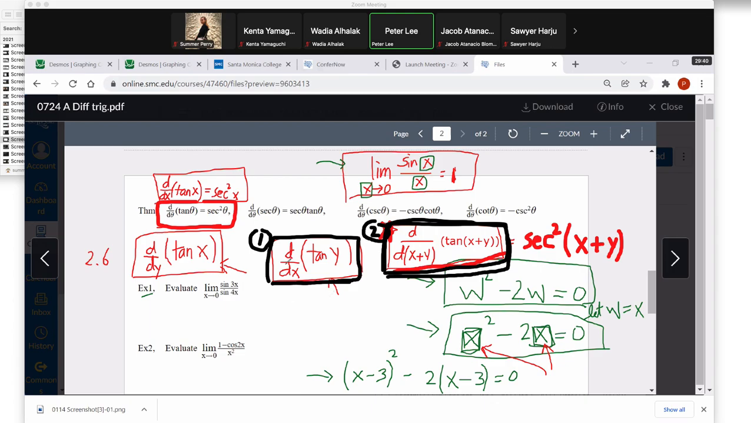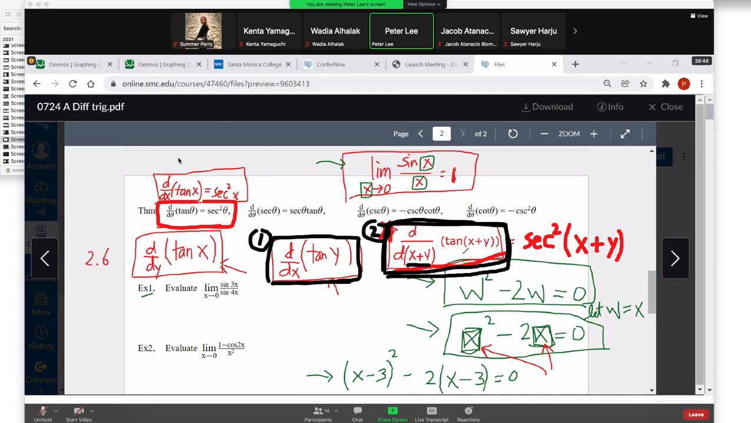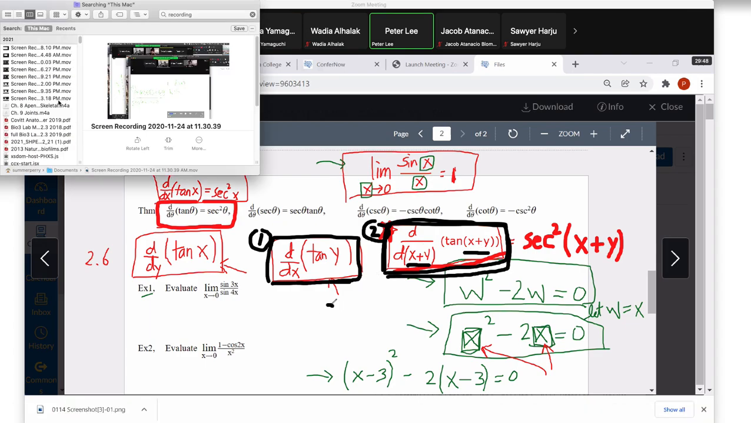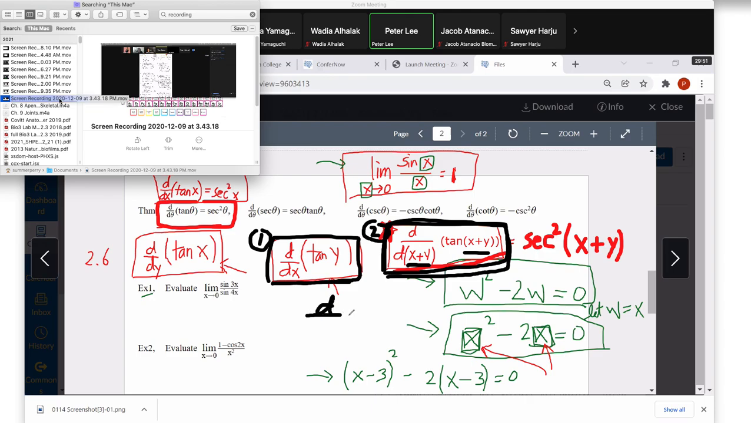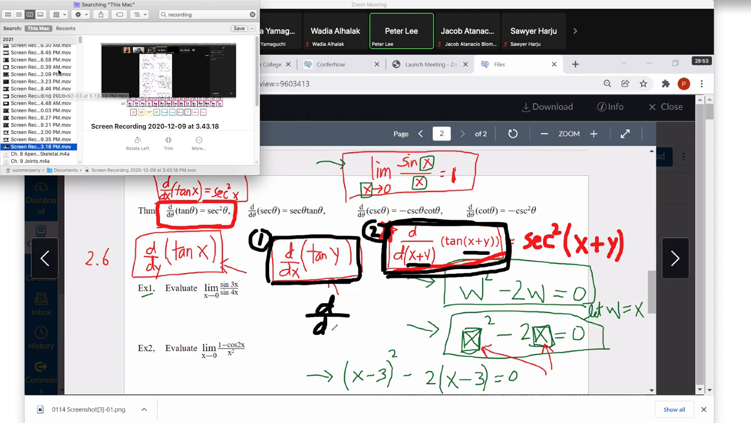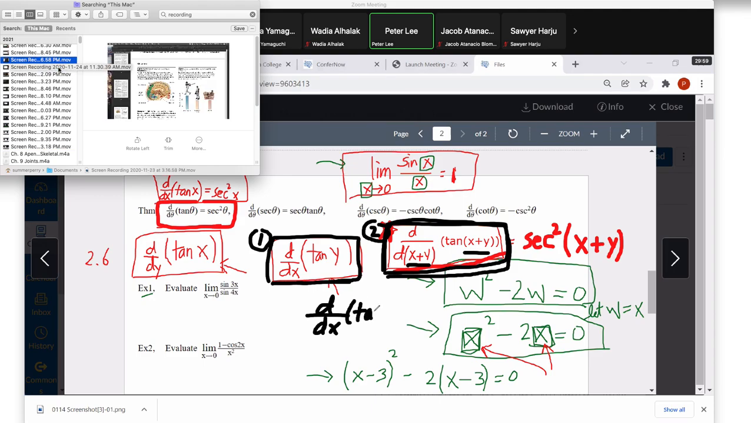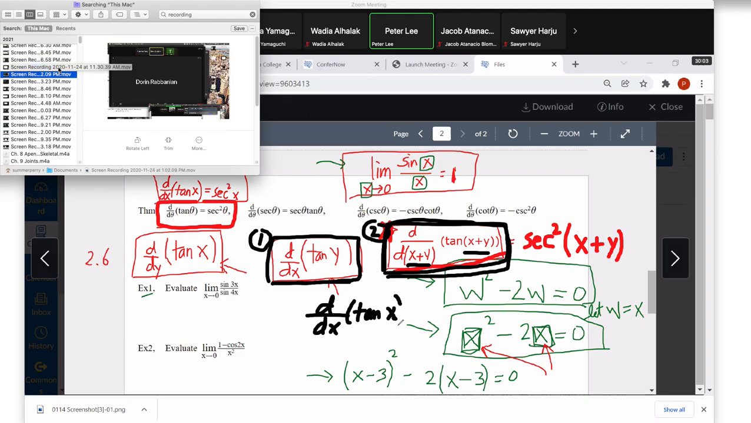So what I'm trying to say is, number 2 has x plus y here, and x plus y here. So this guy looks like d dx of what? d dx of tangent x. That's what it looks like. So number 2 is essentially the same as this guy here, which is the derivative of tangent x with respect to x.